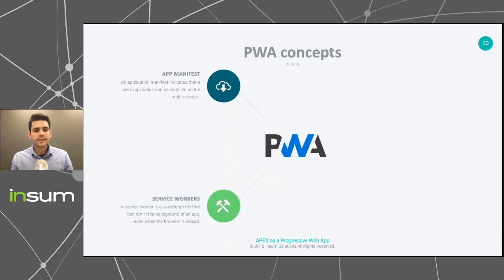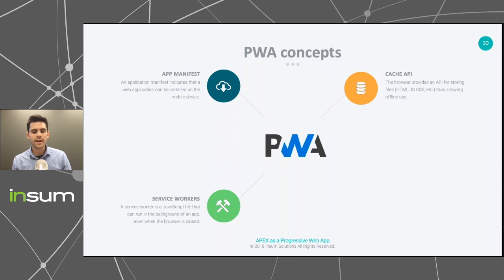Number two is service workers. A service worker is essentially JavaScript code that lives in the background of your application, meaning that a service worker can still operate when the browser is closed or when the phone is off. A service worker is kind of like the mastermind at the center of the PWA. It's the code that links everything together for a seamless native app experience.